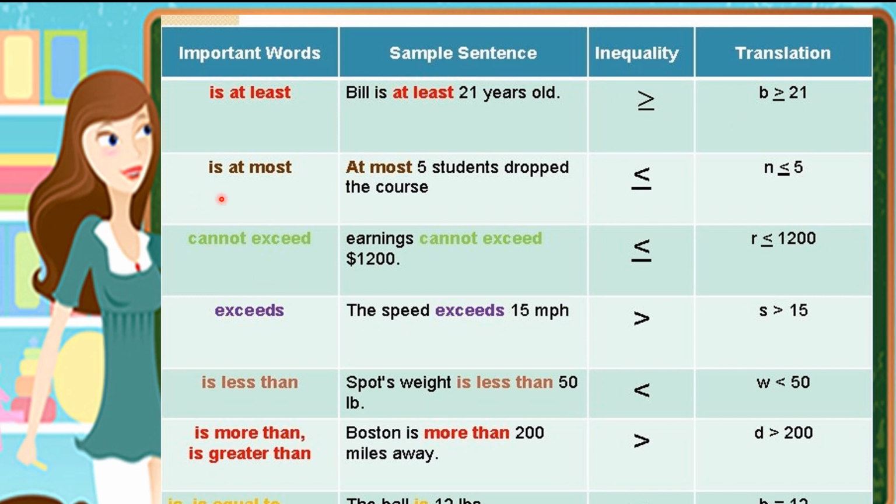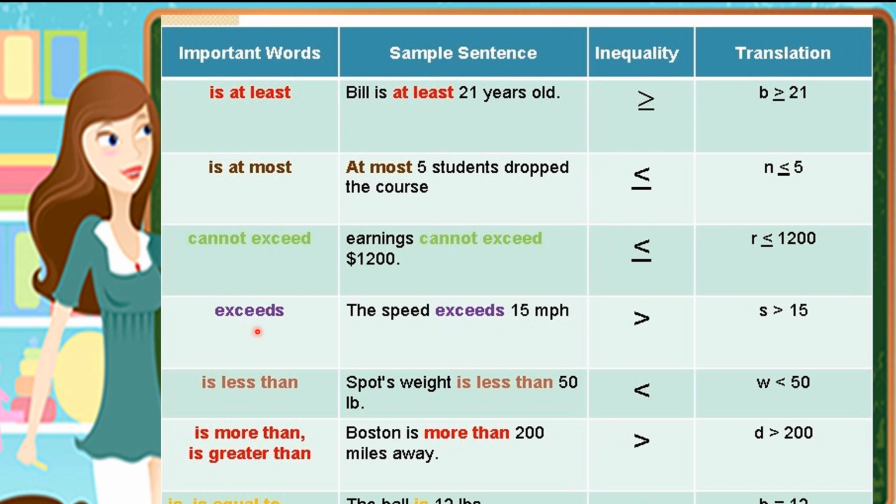Then, we have number 2, we have is at most. So, sa sentence natin, at most 5 students drop the course. So, inequality symbol, we have less than or equal to. Then, we have x is less than or equal to 5. Then, another word, cannot exceed. So, the earnings cannot exceed $1,200. So, the symbol for cannot exceed is less than or equal to. So, R is less than or equal to 1,200.